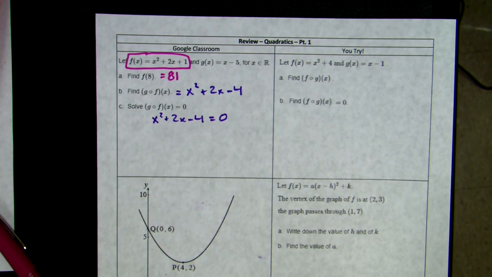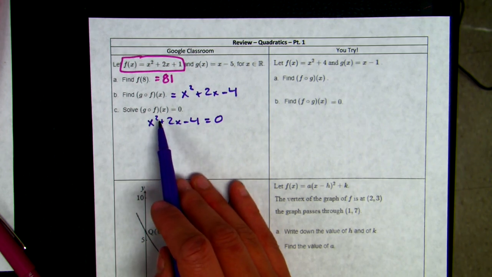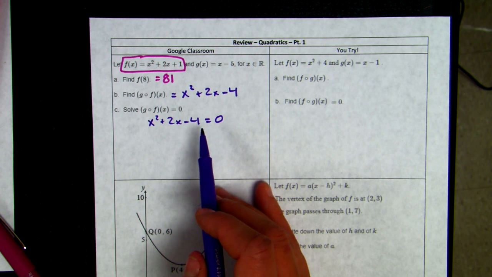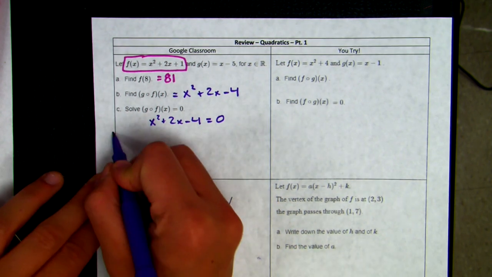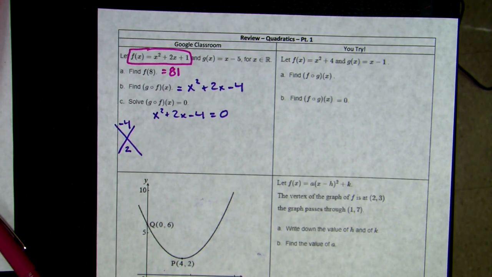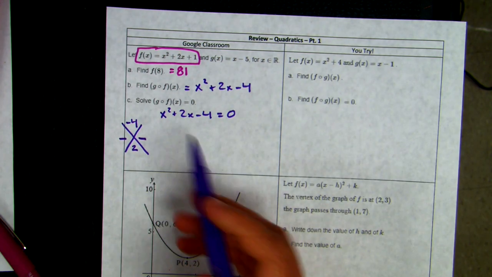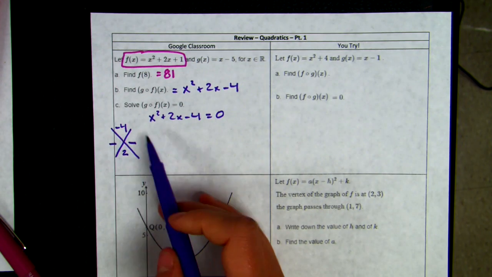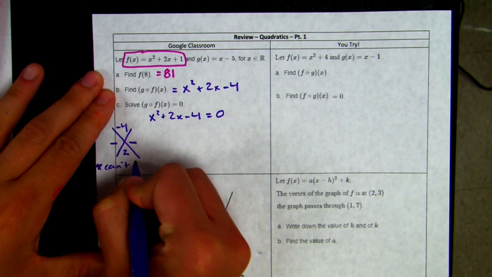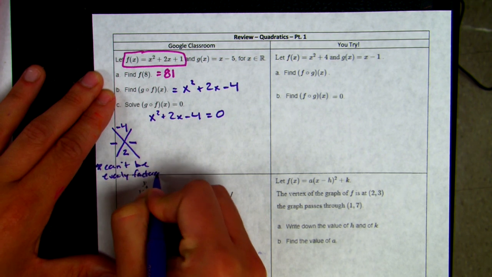Now this should look like a quadratic because there are 3 terms with a highest exponent of 2, which means we have our a, our b, and our c value. I always check if we can factor these first. So I draw my quick little x factor. I've got negative 4 in the top and 2 in the bottom. I cannot think of any two numbers that multiply to give me negative 4 and add to give me positive 2. So this is something that can't be evenly factored.